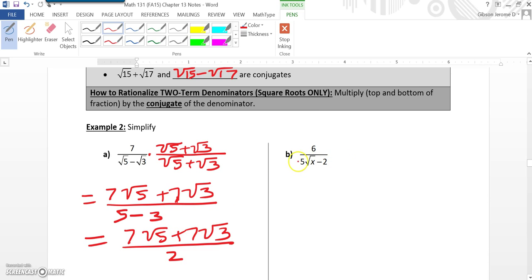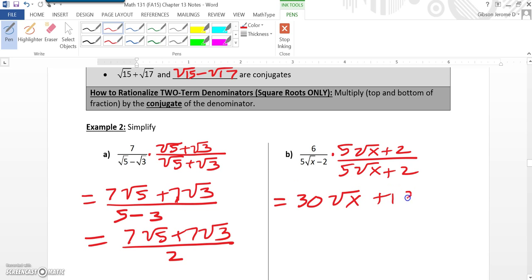Okay, now we come here to B. We still want to do the conjugate. The conjugate here would be 5 times the square root of x plus 2 all over 5 square root of x plus 2, if we take the opposite operation here. So again, we'll multiply our numerator. That'll give us 30 times the square root of x plus 12 all over.